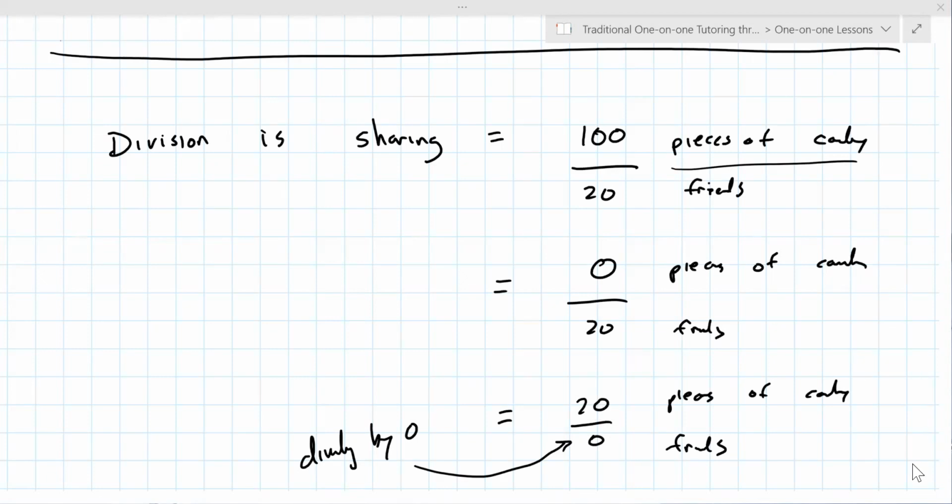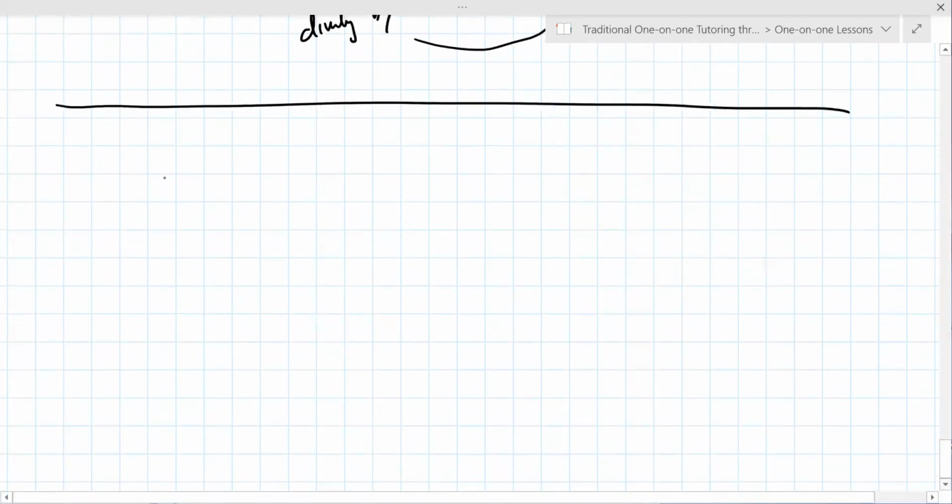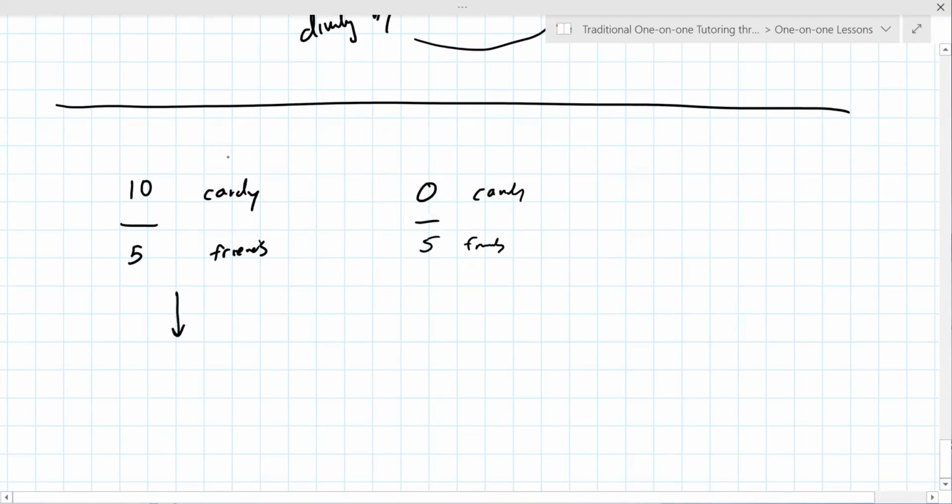So well, here again, here's what we're talking about. Let's just make this simpler. So again, let's just try this. Let's say you have 10 pieces of candy and 5 friends. Okay, that's one possibility. Another possibility is you have no candy and you still have 5 friends. Okay. In this first example, how much candy does each friend get?